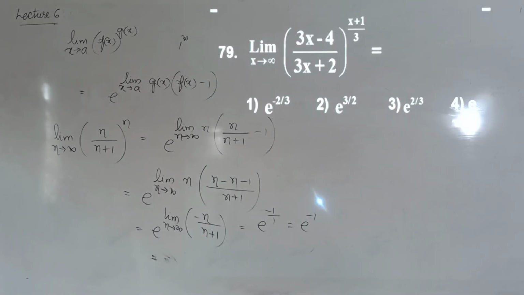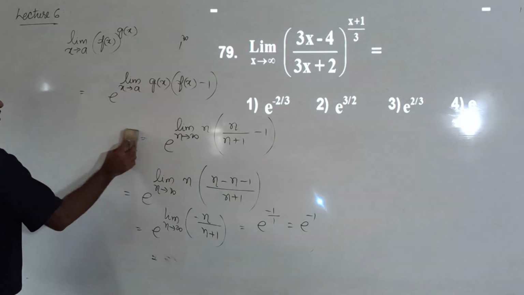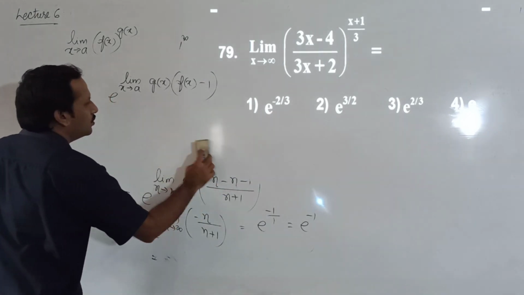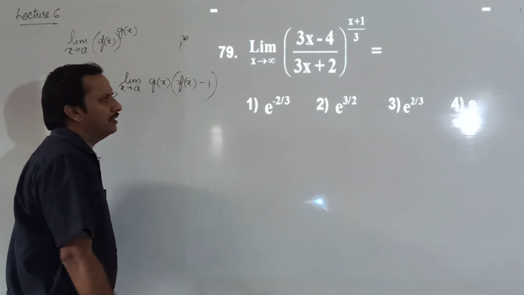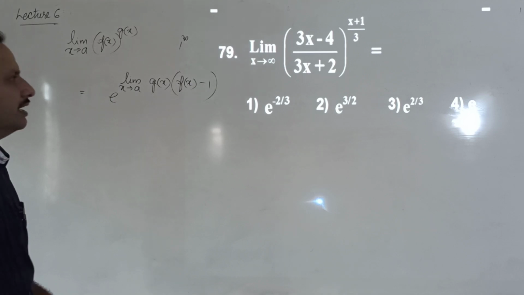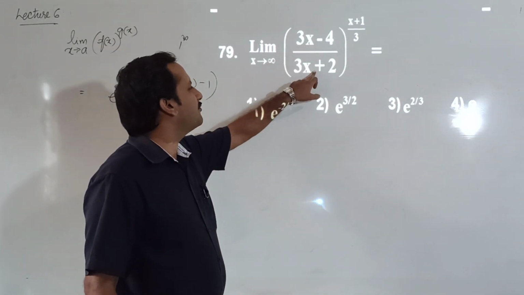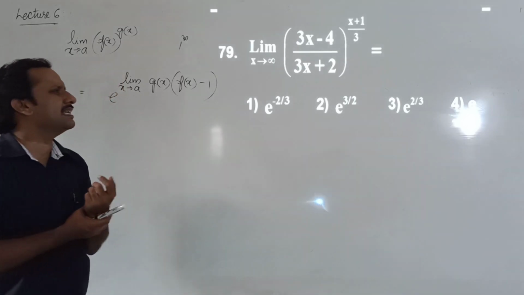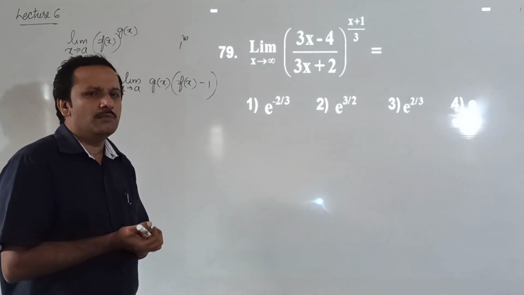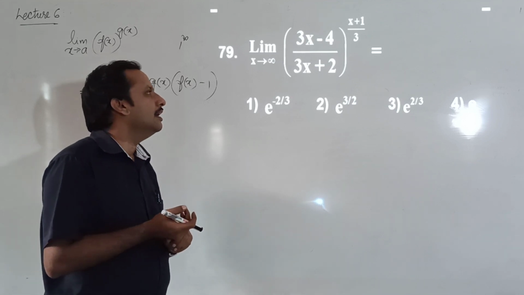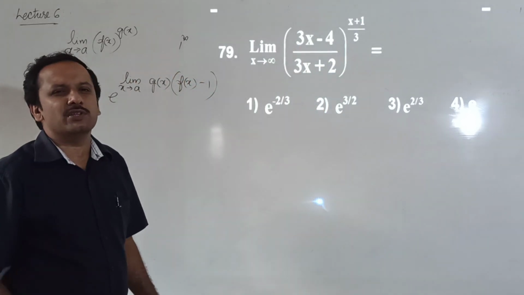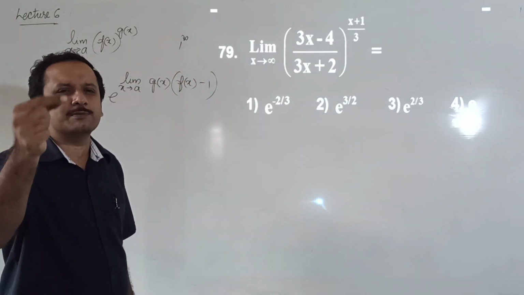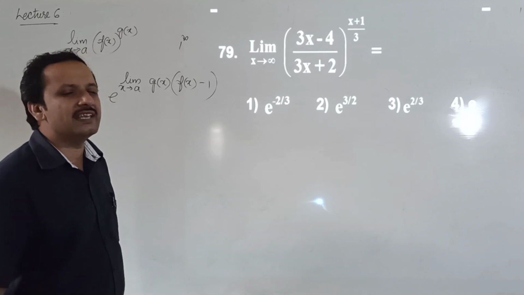Okay, next, 79th question. Limit x tends to infinity, 3x minus 4 divided by 3x plus 2, whole power x plus 1 by 3. Now for this, if I directly apply the limit, here you have 3x minus 4 by 3x plus 2, both are polynomials of degree 1. So for the value of this limit, forget about the power, concentrate only on this base. Both are polynomials of the same degree, so the answer is the coefficient of highest power of x divided by the coefficient of highest power of x, which is 3 by 3, that's 1.